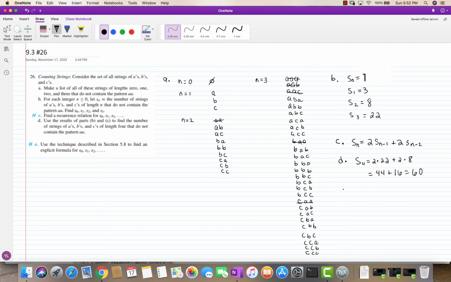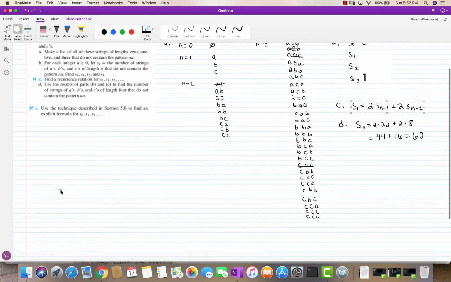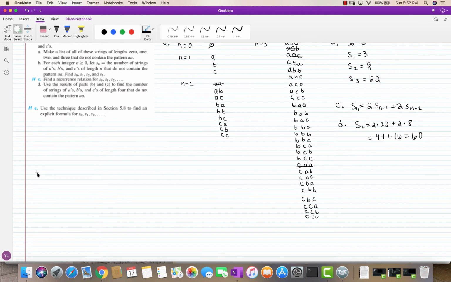Okay, but it's E that I wanted to focus on. So let me show you the procedure, or one procedure at least, for taking this recurrence relation and trying to come up with what's called a closed form solution, or a closed form formula for Sn. So I'm basically looking for a formula for Sn that doesn't make reference to previous counts.